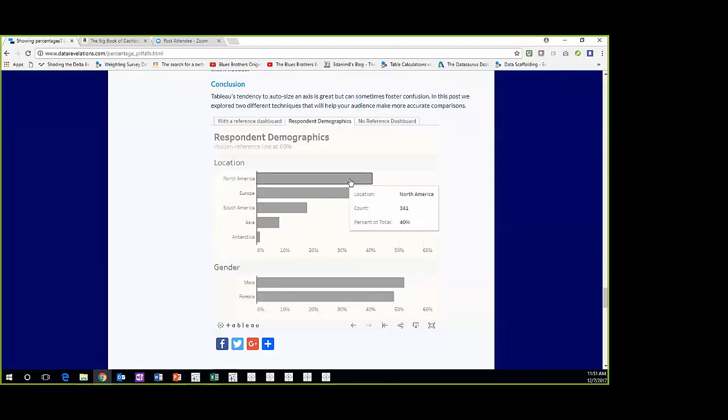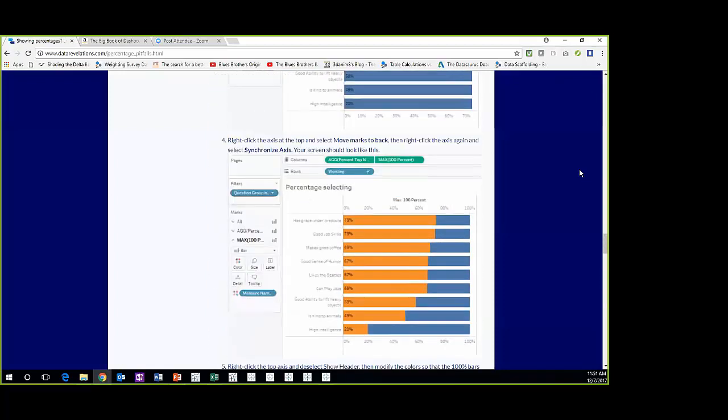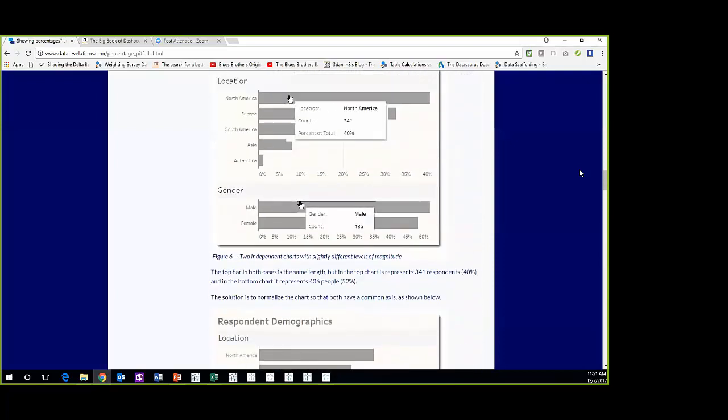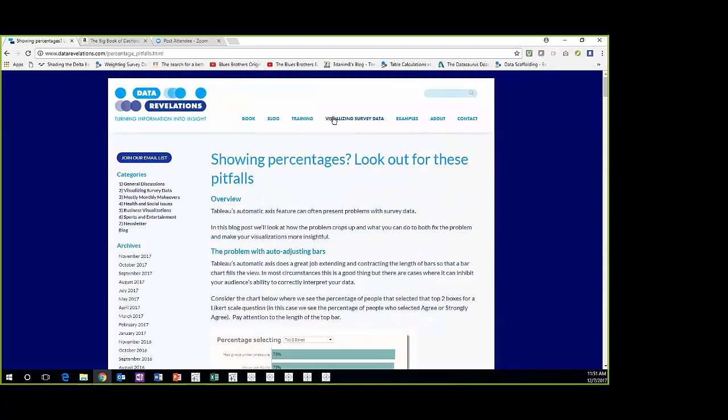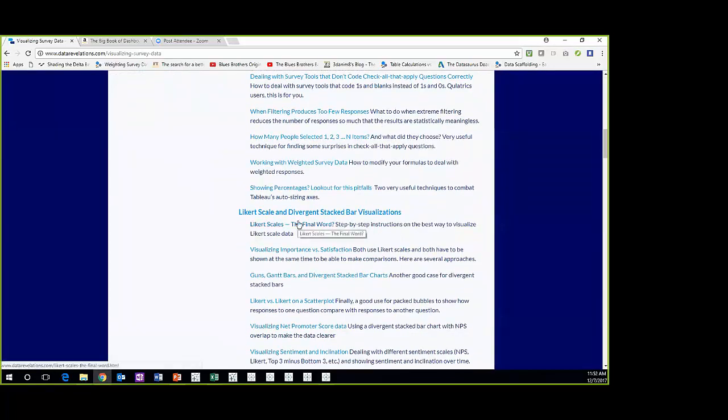Also, with respondent demographics, we've got a similar thing. When we had location versus gender, these bars were the same length. So I have a technique for how to make sure that doesn't mislead people. And just to show you the no reference version, if I don't have some way of normalizing the axes, I get stuff that looks like this. Also, I have in here exactly how to do that divergent stacked bar chart, let me go back to the top, under visualizing survey data, with step-by-step instructions, or how to deal with importance versus satisfaction.